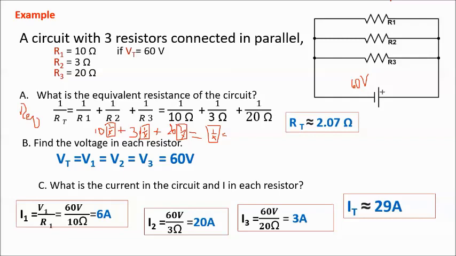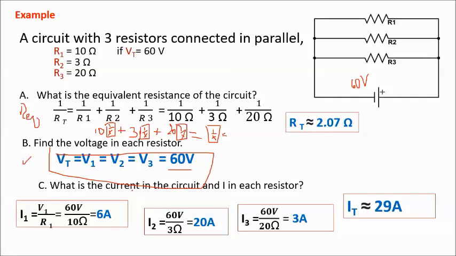Okay, madali lang ito pag meron kayong calculator. Sabihin natin nakuha na ninyo, so the approximate value of R total is 2.07 ohms. Next is to find the voltage on each resistor. Kasi nakakonect ito in parallel, automatically without computation, kuha agad ninyo yung V1 to V3. 60 volts kasi constant ito sa circuit pag yung resistors connected in parallel. So, check na tong B.